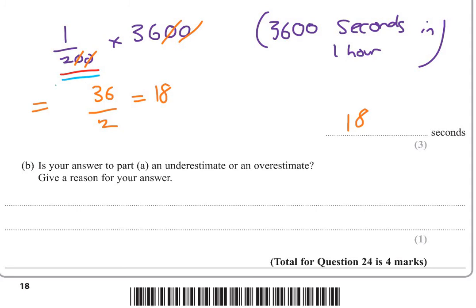Okay, and the answer to part B, is your answer an underestimate or overestimate? Well, we rounded down here. So we rounded down from 213 to 200. So therefore our answer is an overestimate because we are dividing by less parts. So overestimate as we rounded down the speed.